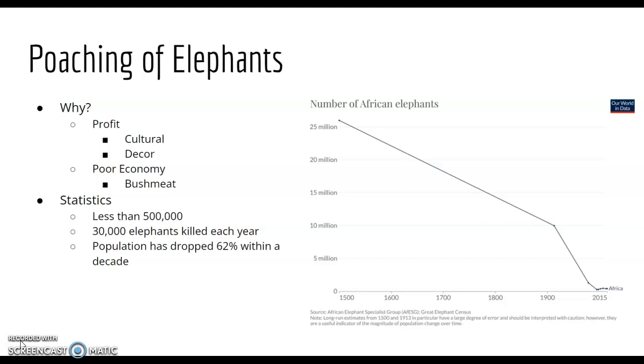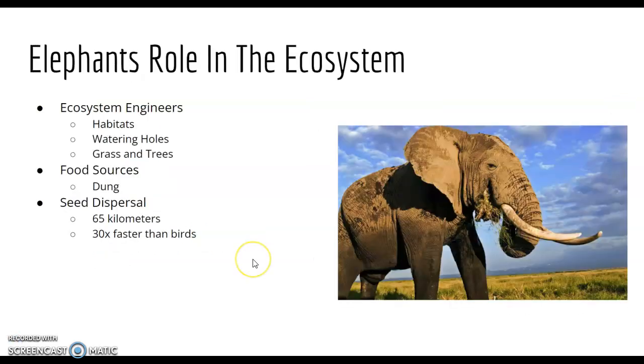Unfortunately, there's only 500,000 elephants left in the world, and about 30,000 are being killed each year. The population has actually decreased 62% within just a decade. So if we continue at this rate, eventually elephants could go extinct. So why are elephants so important? Why should we not let poaching happen and let them go extinct?